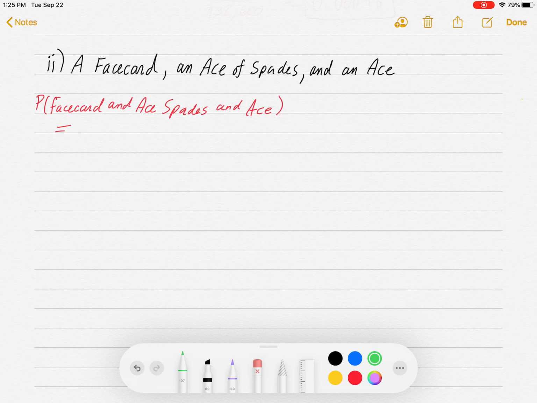So if we're using the multiplication rule, which is appropriate here, you've got the probability of a face card, multiplied by the probability of an ace of spades, given that you got a face card on the first go around. And then you're going to multiply by the probability that you get an ace, given that you got a face card and an ace of spades on the first and second go around.